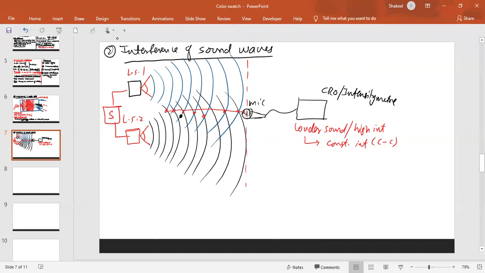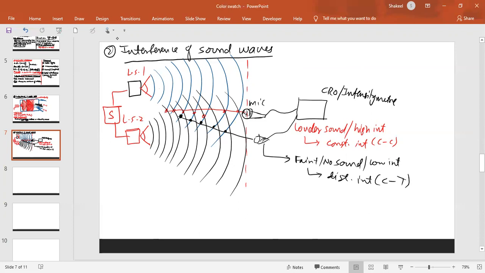And the next would be the antinodal. Like if the blue one is the crest and for the black one it is the trough, so if crest and trough are meeting each other, and if you place your microphone at this position now, then a fainter sound, faint or no sound, will be detected over here, or a low intensity wave will be recorded on the CRO, and that will account for destructive interference because crest of one wave is falling on trough of the other wave.